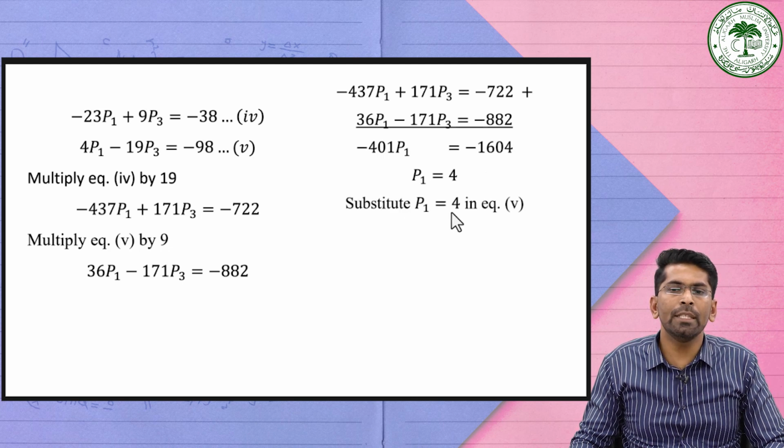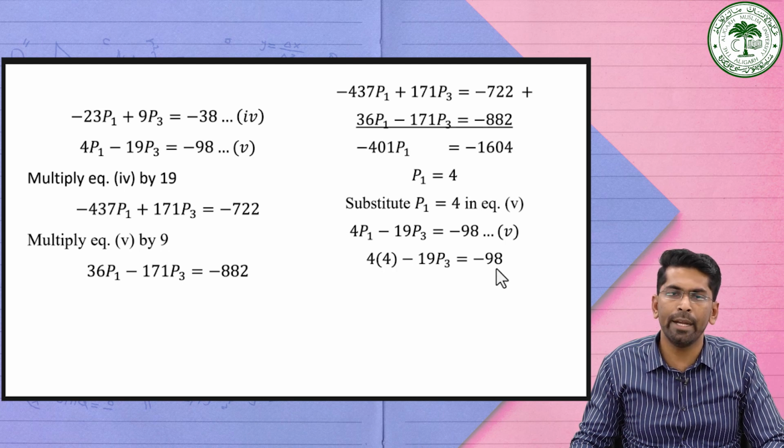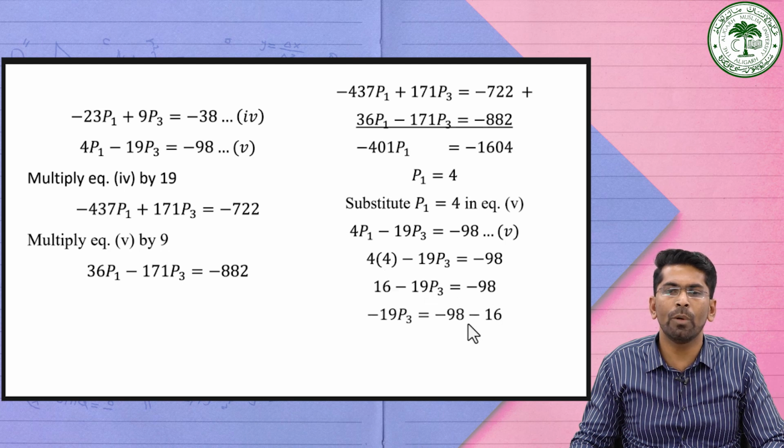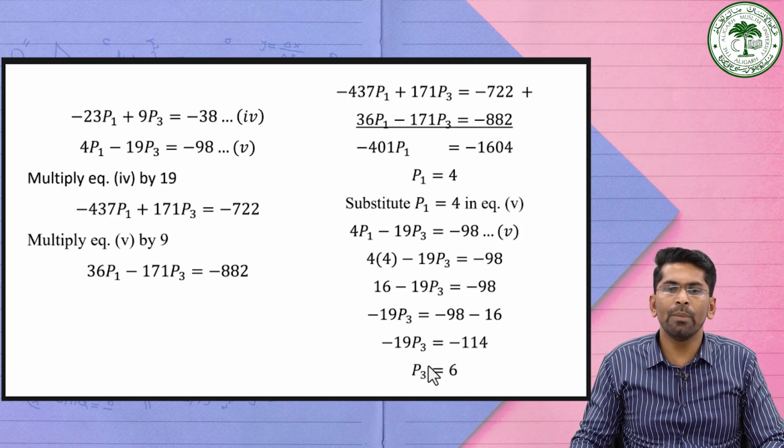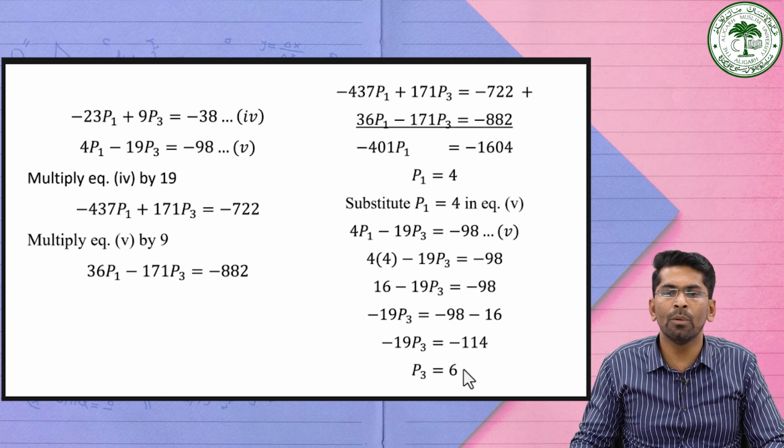Now substitute p1 = 4 into equation number 4 or 5. Here we are going to consider equation number 5: 4p1 - 19p3 = -98. Substituting p1 = 4, we get 4 into 4 minus 19p3 equals -98. So 4 into 4 is 16, minus 19p3 equals -98. Taking 16 to the right hand side, it becomes minus 16. Simplifying, dividing both sides by -19, p3 is equal to 6.